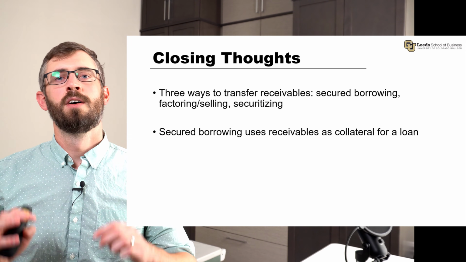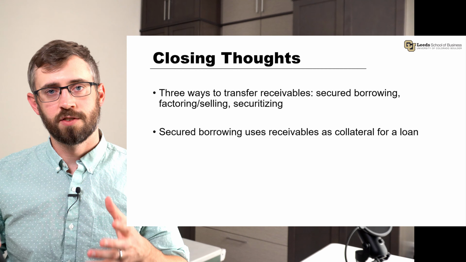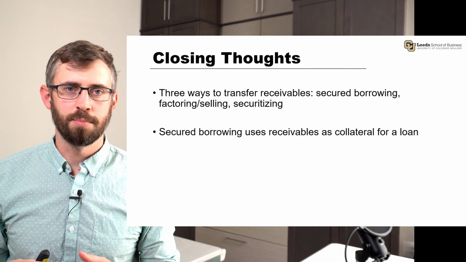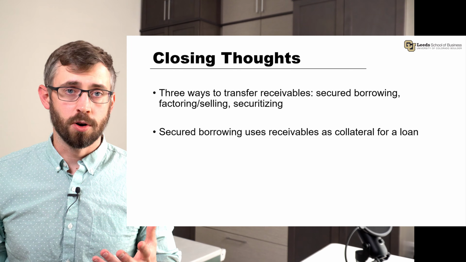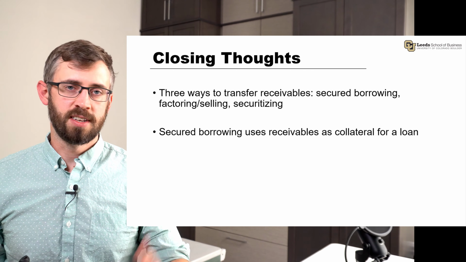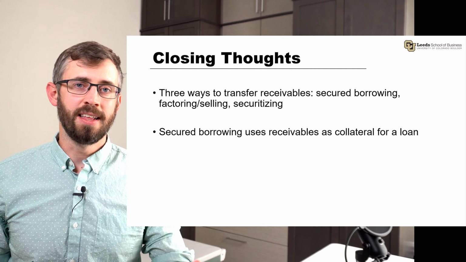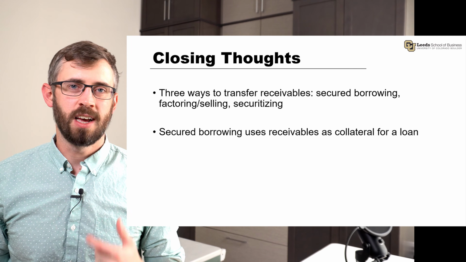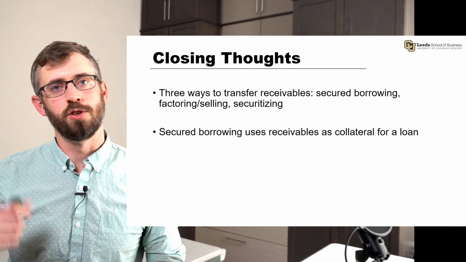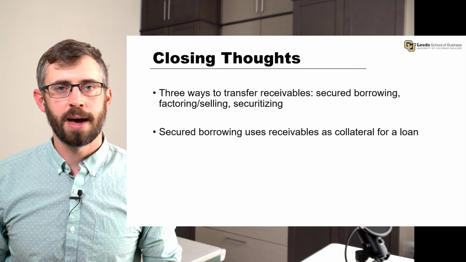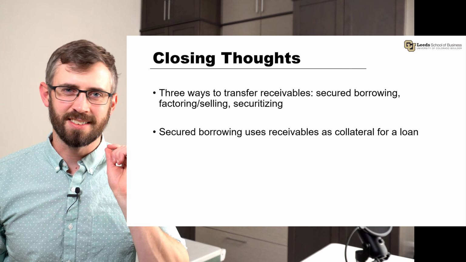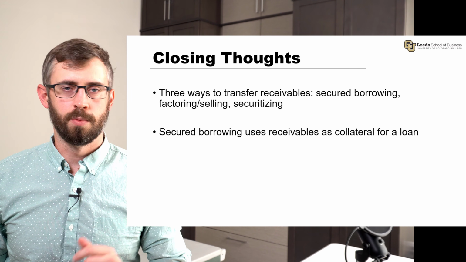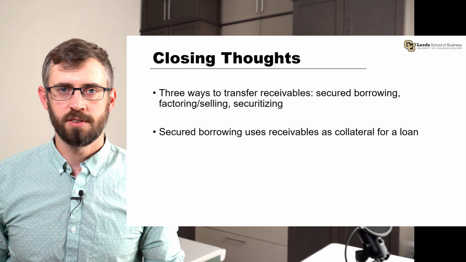So closing thoughts here. There are 3 different ways to transfer our receivables and get cash more quickly. Secured borrowing is the simplest example of this, where we effectively just borrow money from a bank and we use the receivables as collateral, with the key feature being that we maintain the receivables on our balance sheet. We collect on those receivables and we use the proceeds from those receivables to pay off that loan. We'll talk about the sale of receivables, which gets a little bit more complicated, in class. And then we'll just briefly mention the securitization of receivables. So thanks for watching.